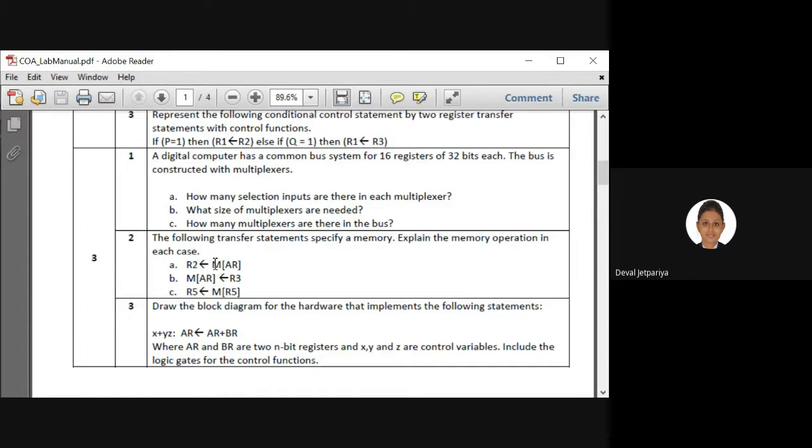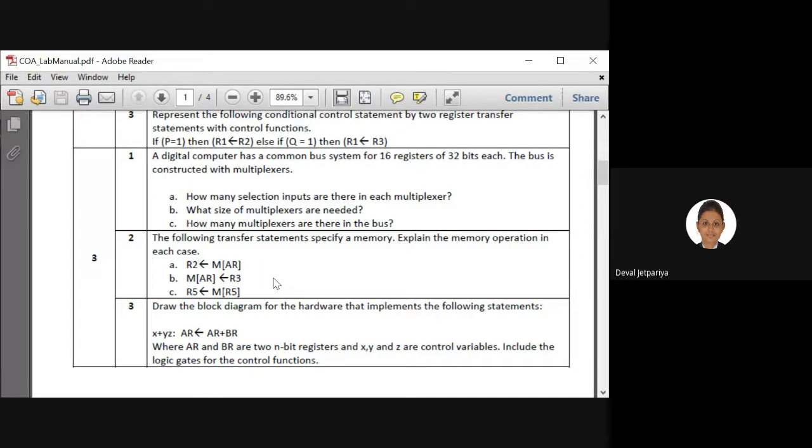AIM stands for memory. AR is nothing but the address register. So what we are doing? We are reading this address from this given memory location, and that address we are reading from this R2 location. R2 is nothing but one register with the empty location.